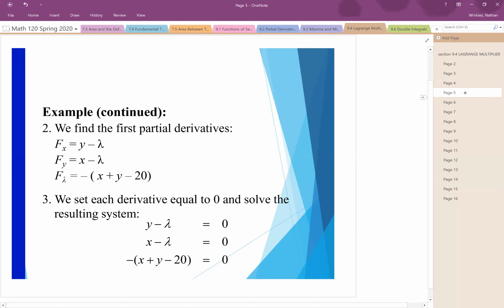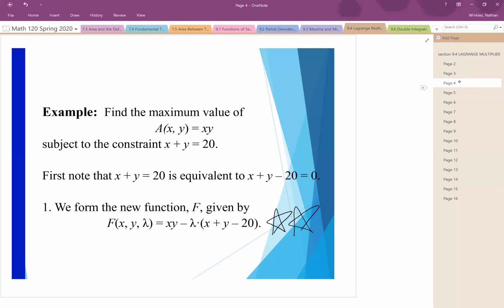The first thing we need to do is find all three of our partial derivatives. F sub x is equal to y minus lambda. F sub y is equal to x minus lambda, and f sub lambda is equal to minus of x plus y minus 20. Now let me go back for one second just so I can get this function.